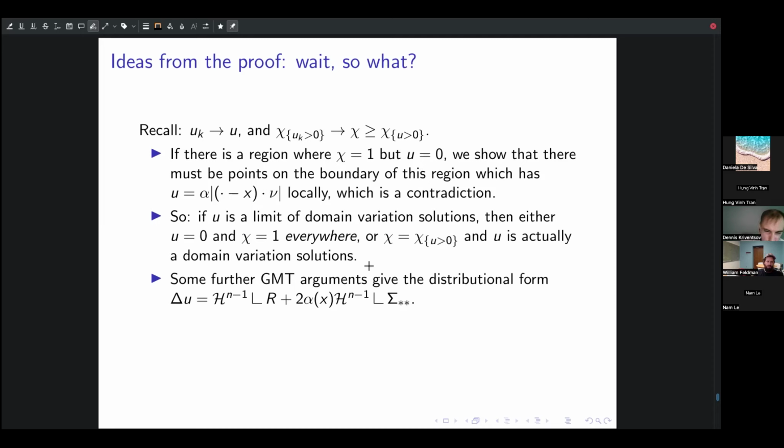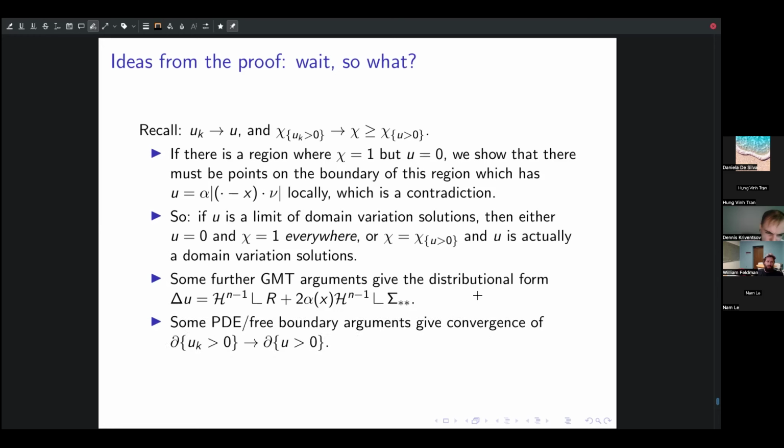With some GMT arguments, you can also get this formula for the Laplacian, and with some PDE estimates, you can prove that the free boundary converges to the free boundary as I described. So this regularity result is enough to prove everything else I mentioned.